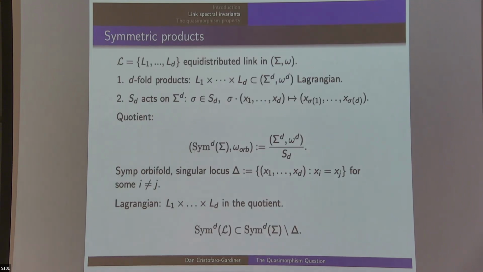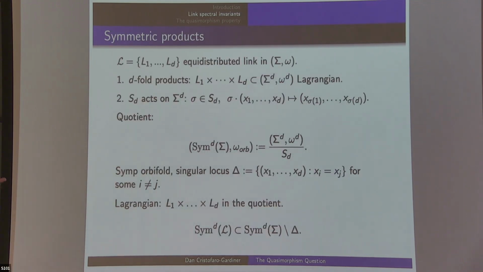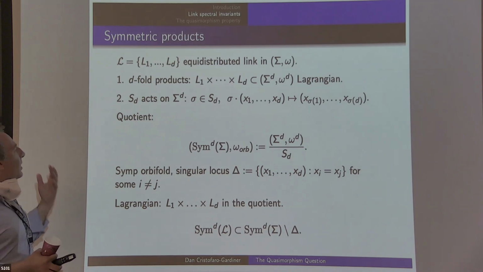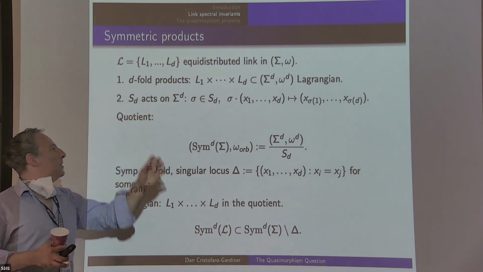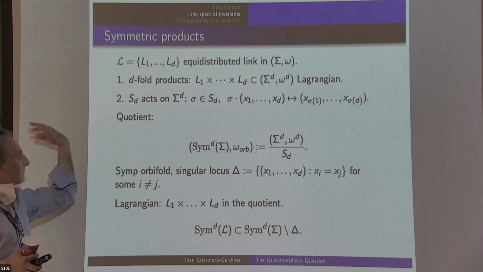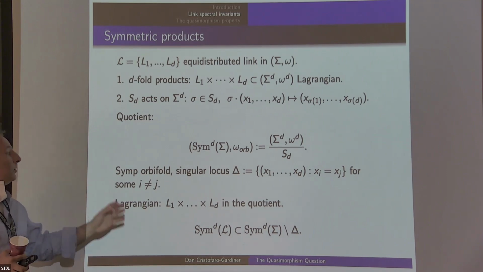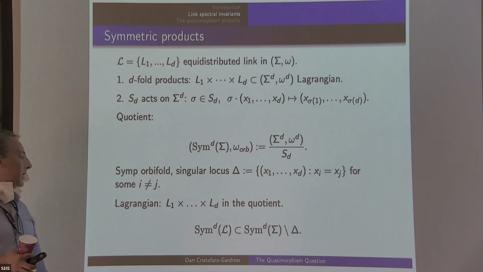Okay, so how are we going to build this Lagrangian torus? Well, the idea is to use the symmetric product construction. So say I have a link like the one that I drew. As I said, you can do this for a general surface as long as the areas are well chosen. That's what I mean by equidistributed more or less, but don't worry about that so much. Its product defines an element in the usual product, then I can take the symmetric product. This has an action by the symmetric group. I can take its quotient, and this naturally is a symplectic orbifold, where the singular locus is exactly the diagonal.